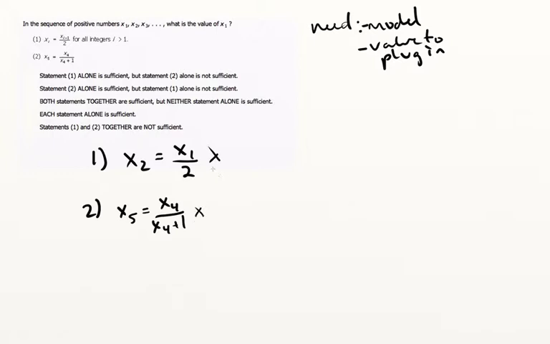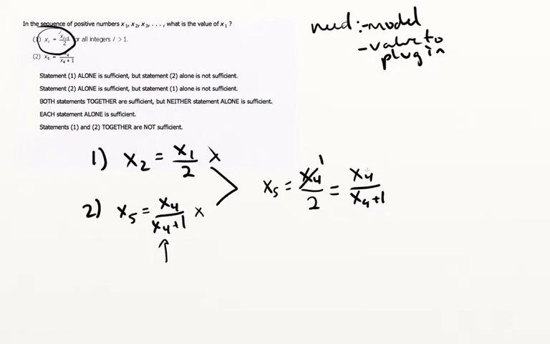Now, the interesting thing here is these both together. Using the original model, x sub i equals x sub i minus 1 divided by 2, in this case we can say x sub 5 equals x sub 4 divided by 2, which is equal to what we are told it's equal to here, x sub 4 over x sub 4 plus 1. So solve this out, divide by x sub 4 first, and then just cross multiply, so x sub 4 plus 1 equals 2. So x sub 4, lo and behold, equals 1. Okay, now we have a specific value.